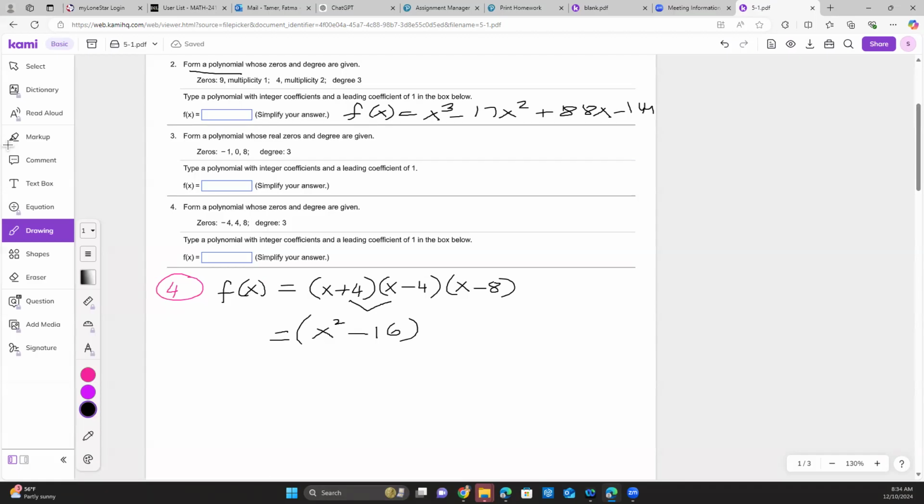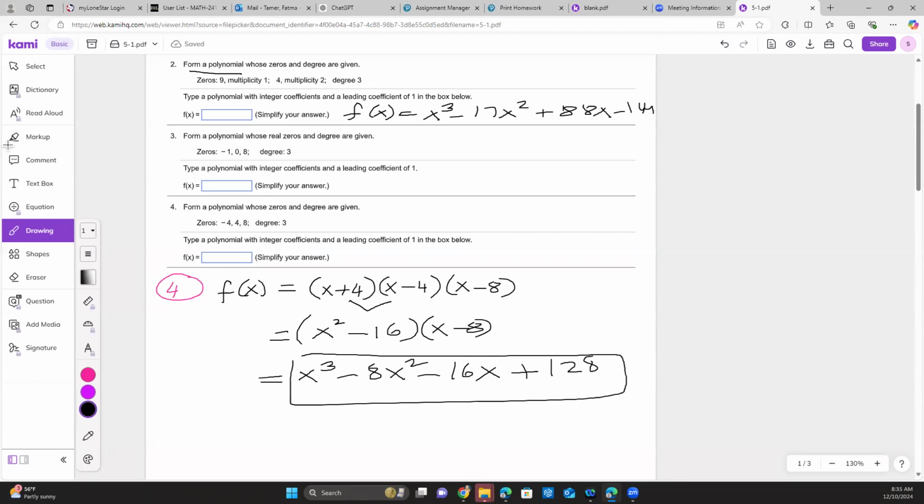So first, I multiplied these two and I got x squared minus 16. Now I'm going to multiply them by x minus 8 to construct my final answer. x squared times x is x to the third power. x squared times -8 is -8x squared. -16 times x is -16x. Negative times negative is positive, and 16 times 8 is 128. So this will be the answer for question 4 when we need to find the polynomial when the zeros and the degree are given.